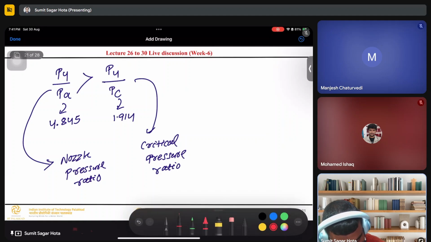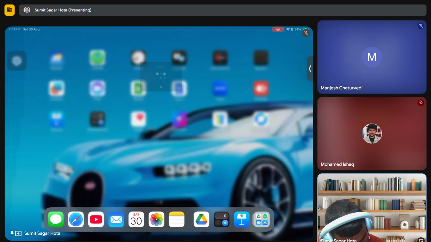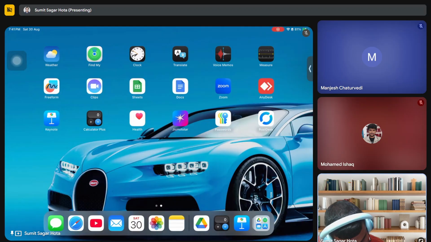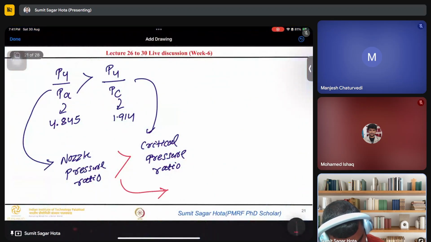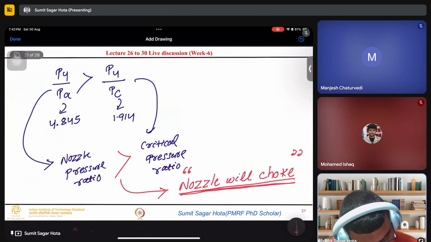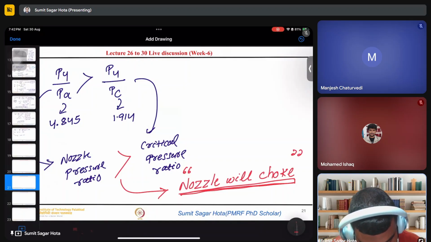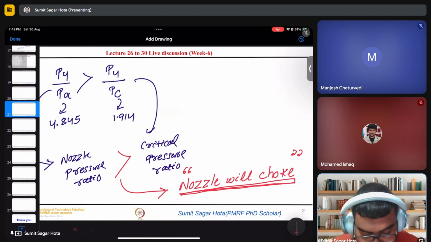Since it's greater than, what will happen? The nozzle will choke. This is a very, very important statement. You should remember this. If it is higher, then the nozzle will choke. That means there is no use of the nozzle in the engine.